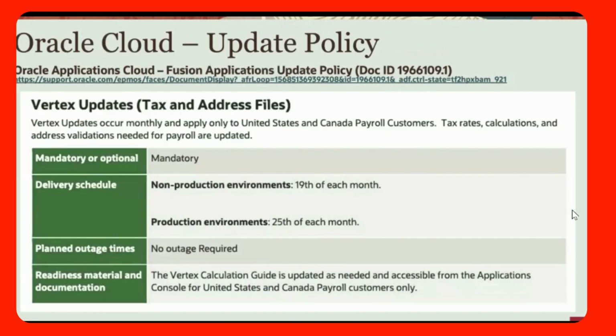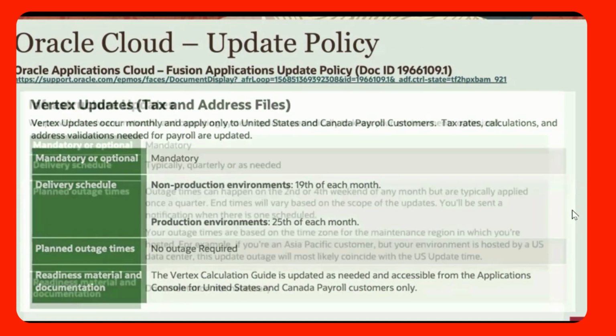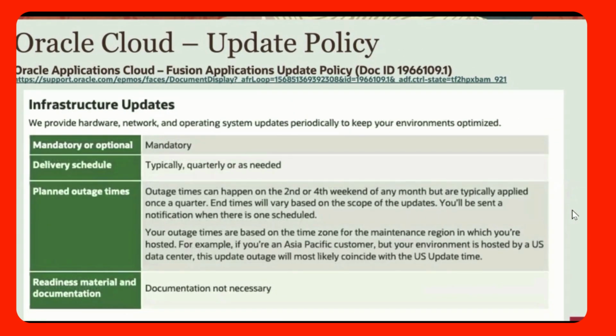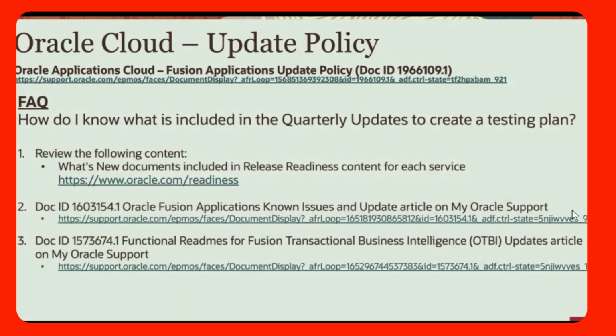This just goes back into the Vertex updates, the 19th and the 25th. You don't have to test for those, but the updates are out there. Those are hot patching. There's no downtime for those. I'm going through this quickly because I want to get into the meat of the actual testing scenarios, but I wanted to make sure that people understood the fundamentals behind it.